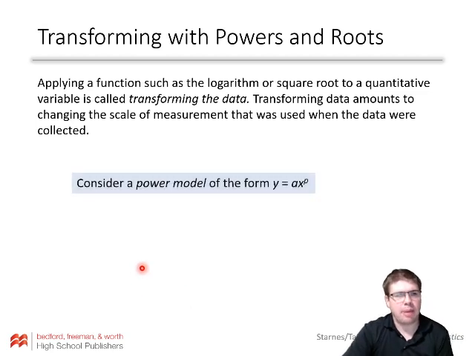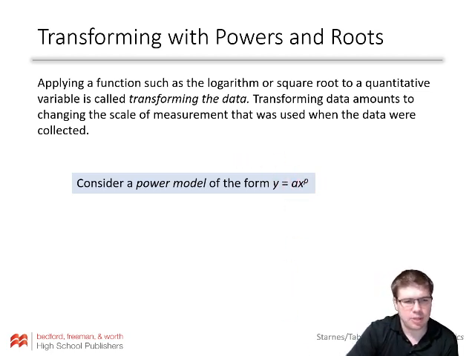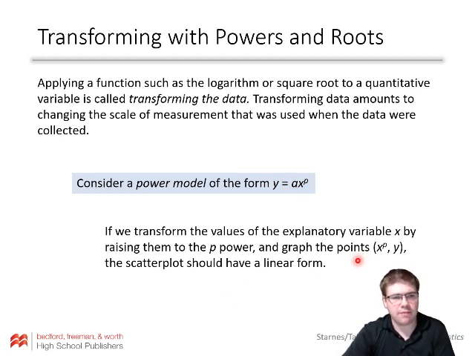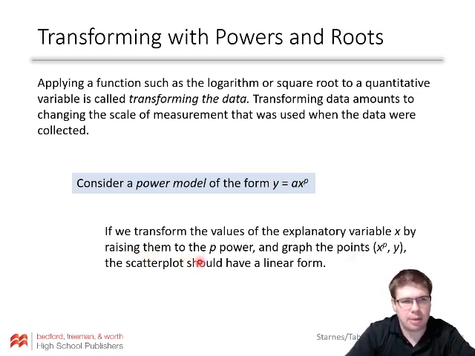For instance, consider the power model in the form y equals a times x to the p. This could be a x squared, x cubed, x to the fourth. It could even be like a square root function. Something like this is a power model, and then you have maybe some coefficient there. If we transform the values of the explanatory variable x by raising them to the power p, then we graph the points x to the p and y. The scatter plot should have a linear form, so if we actually graph those points, squared or cubed or whatever it is, and then with y, we end up with a linear relationship. It's just times whatever that constant is.